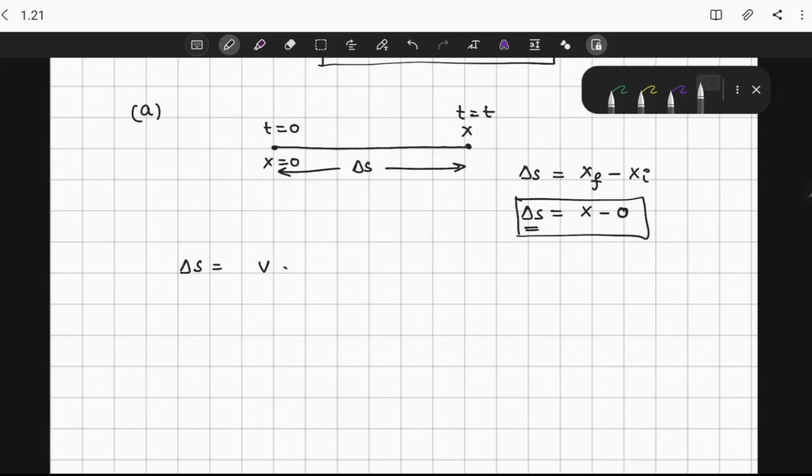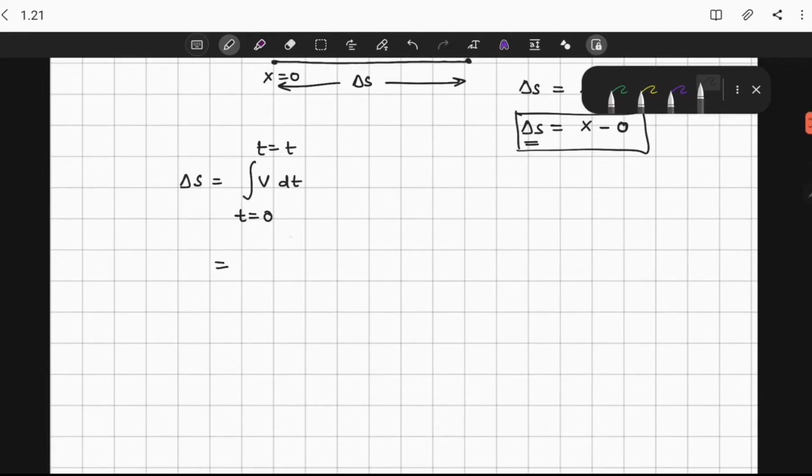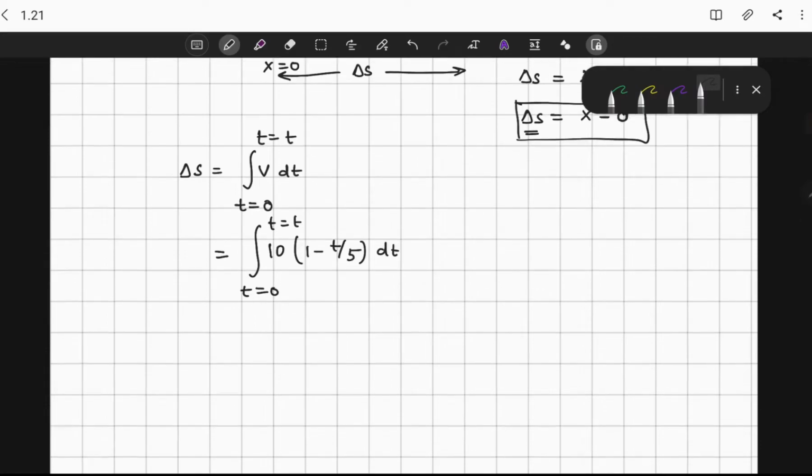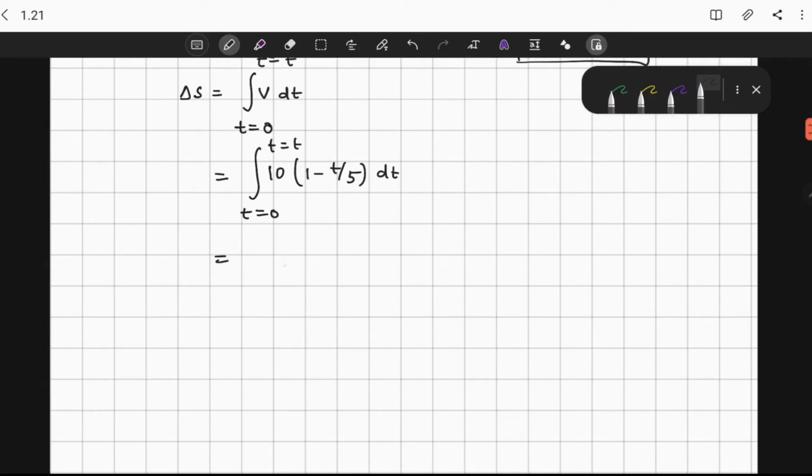So we can write velocity into dt, integral from time instant t is equal to 0 to time instant t is equal to t. Velocity is given as 10 times 1 minus t by tau into dt, integral t is equal to 0 to t is equal to t, and tau is given as 5 seconds. As 10 is constant, we can take it outside of the integral from t is equal to 0 to t is equal to t, 1 minus t by 5 into dt.